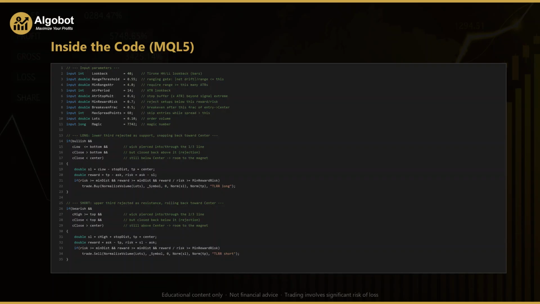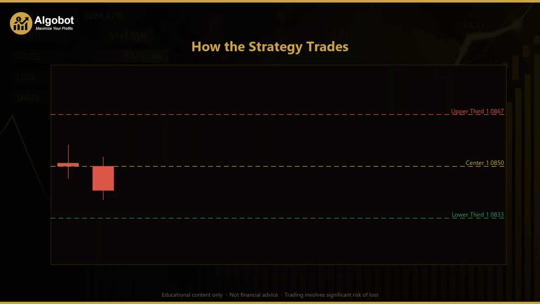The short block is the exact mirror. The bar must be bearish, its high at or above the top line, and its close back below the top line, but still above the center. It then sets the stop just above the bar's high plus the stop distance, targets the center line, checks the reward to risk, and calls trade.sell. Both sides share the same idea. Fade the rejected outer third and aim for the middle, with a tight structural stop on the other side of the extreme.